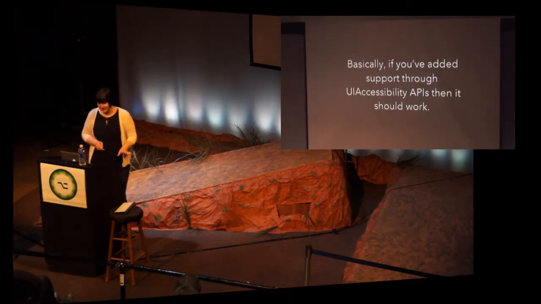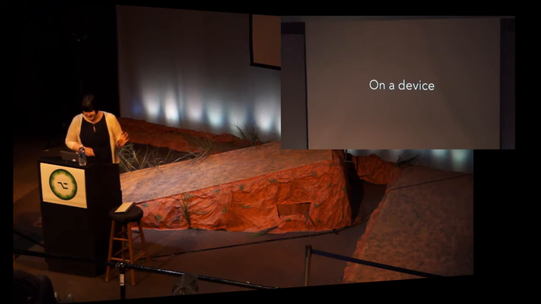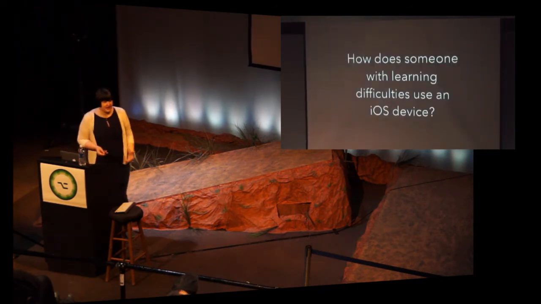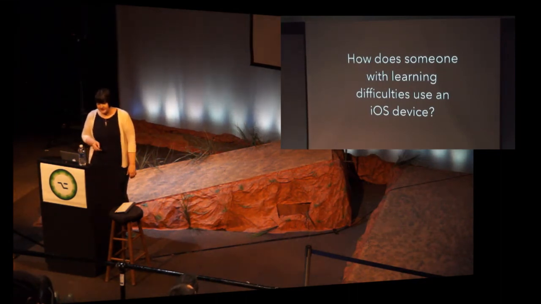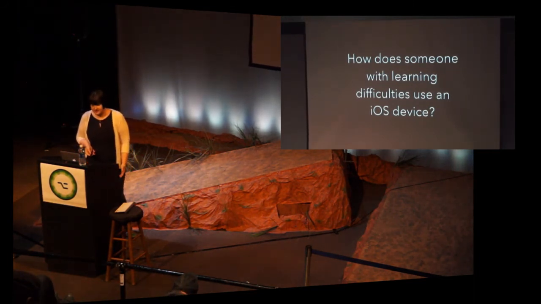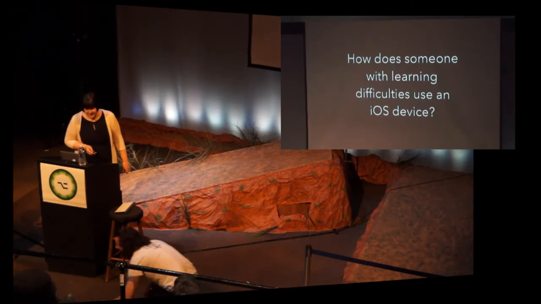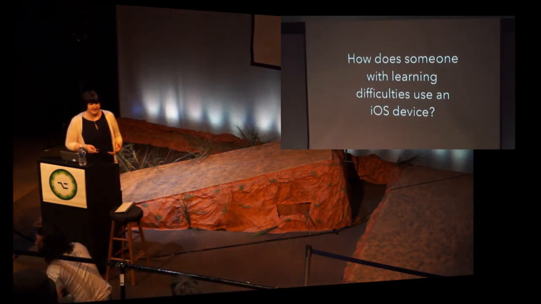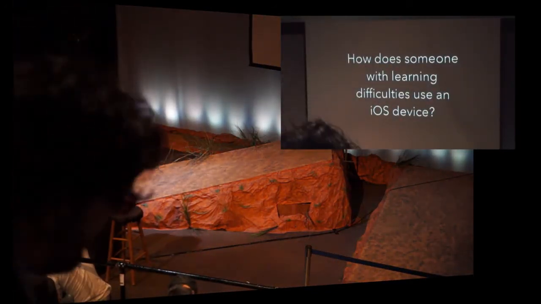Okay, so we've gone through basically, switch controls, awesome. Test it on a device, also try to get user testing done. So how do people with learning difficulties use an iOS device? Again, there's a range of things that can happen with people. So people might have autism, cognitive difficulties, or just difficulty focusing on things. And iOS devices can be really, really distracting because there's just so many things that you just want to tap on all the time. I find it distracting enough on my own.